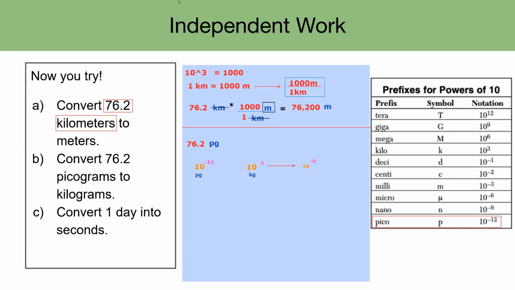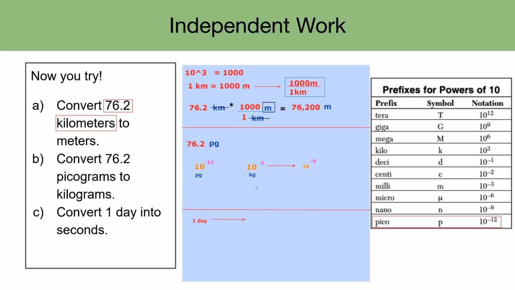The last one here is that we are going to be wanting to, let me put a line across, this way we know where we are for letter C. So for letter C, we're converting 1 day into seconds. Let's see what that's like. So if we have 1 day, and we are going to convert that day into seconds.